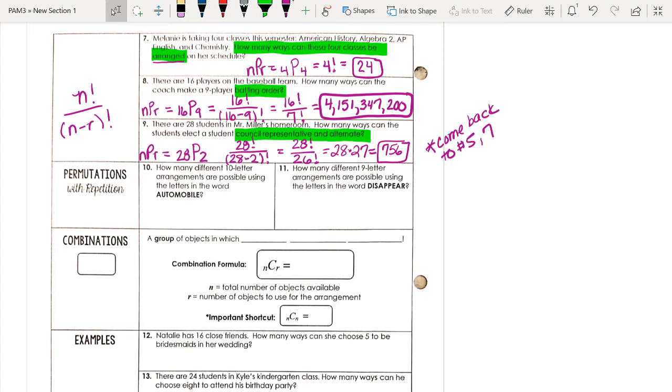Okay, so here's what we're going to have to do. I need you to count the letters in automobile. Find out how many letters there are.